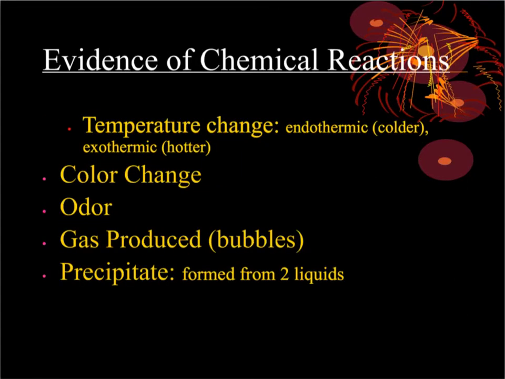Okay, when a chemical reaction actually happens, a few things can indicate that this chemical reaction occurred. First of all, if there's a temperature change, so does it get colder or hotter? If it changes color, if an odor is produced, if gas is produced, so there's bubbles formed, or if a precipitate forms. A precipitate is a solid, so if you mix two liquids together and a solid is formed, that's a precipitate.